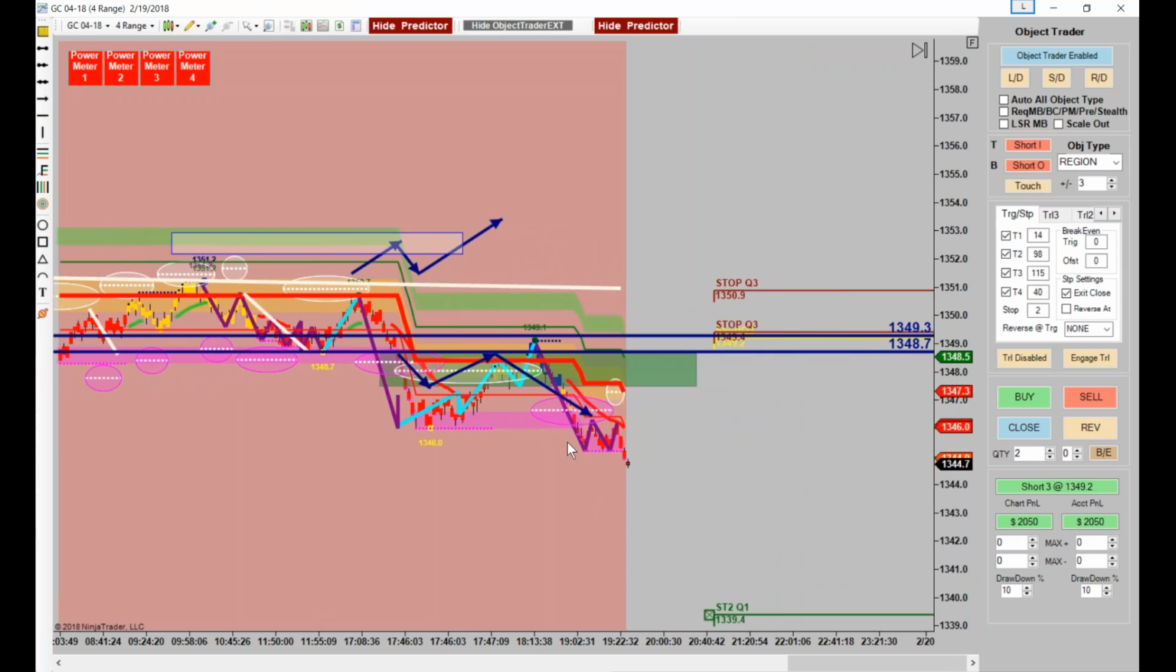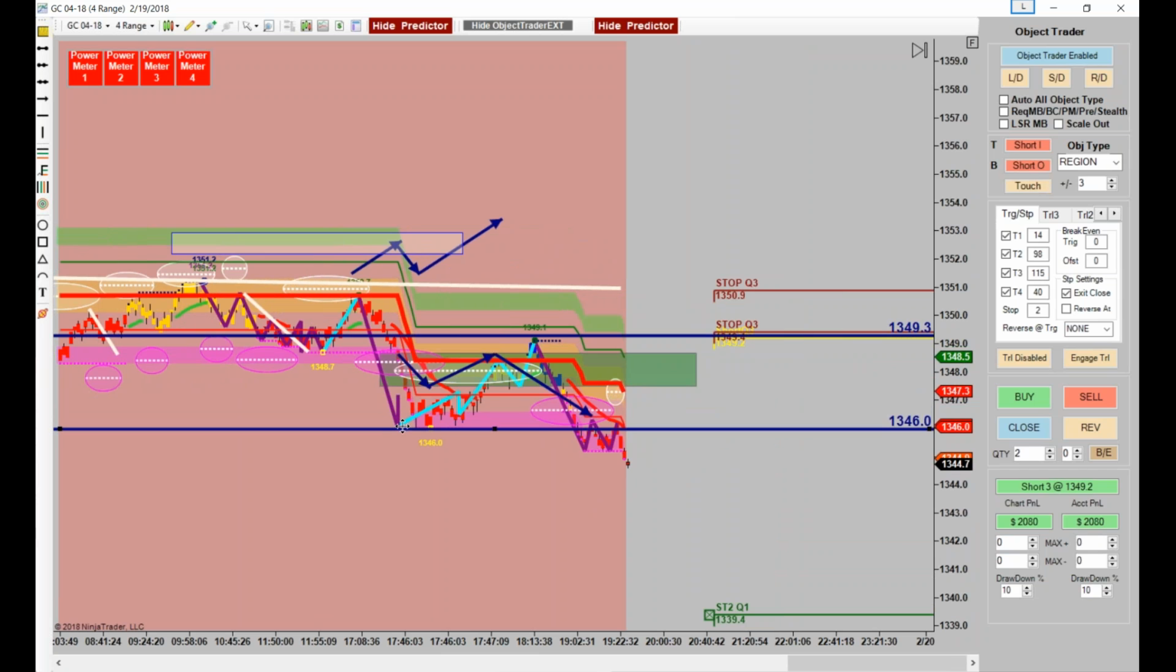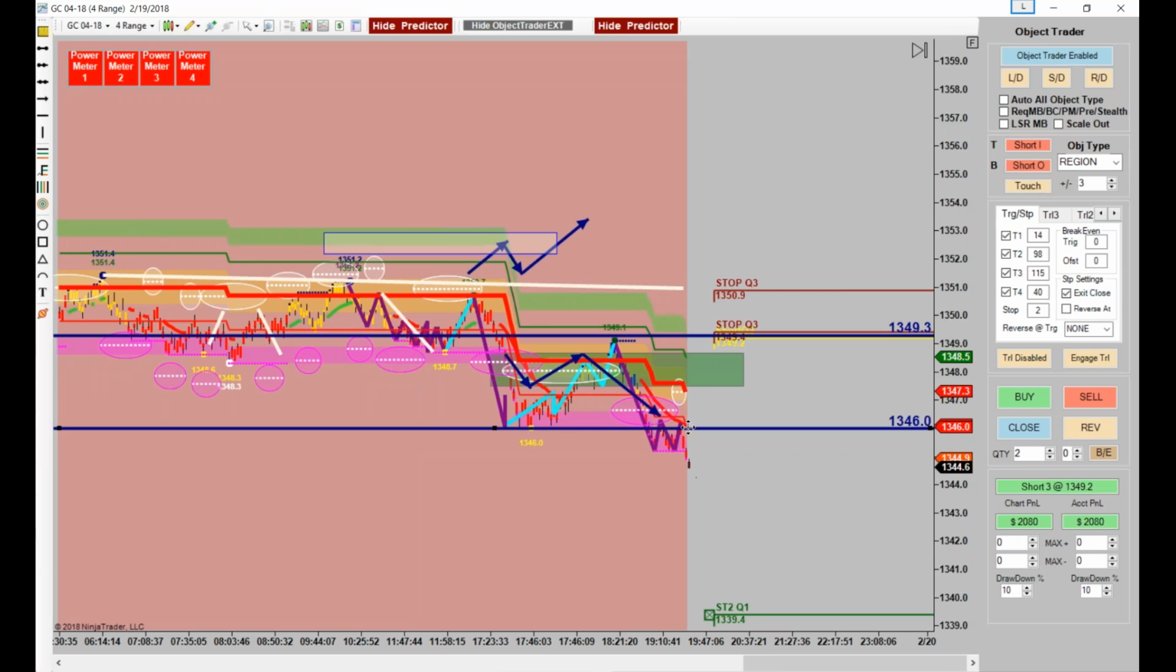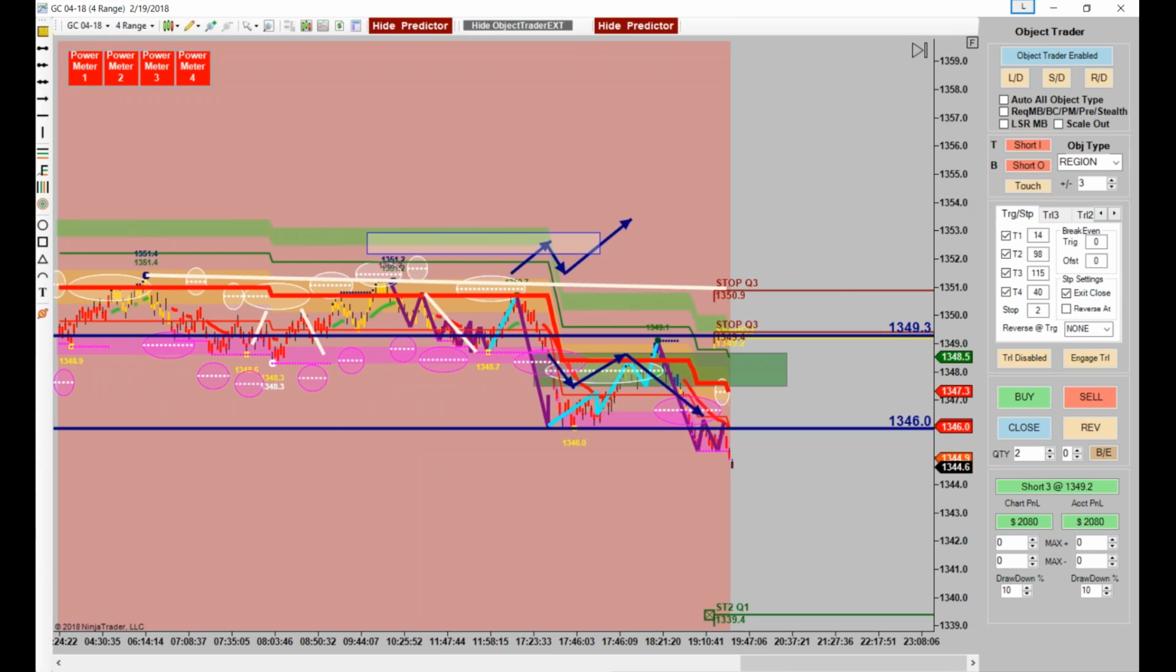This just made me miss the last trade, because remember we were talking about it. If it breaks, it comes back and kisses, doesn't it? Well, it's already done it. See there? It broke, it kissed. So if you weren't in the trade, you could have easily gotten in the trade right there also. Okay?